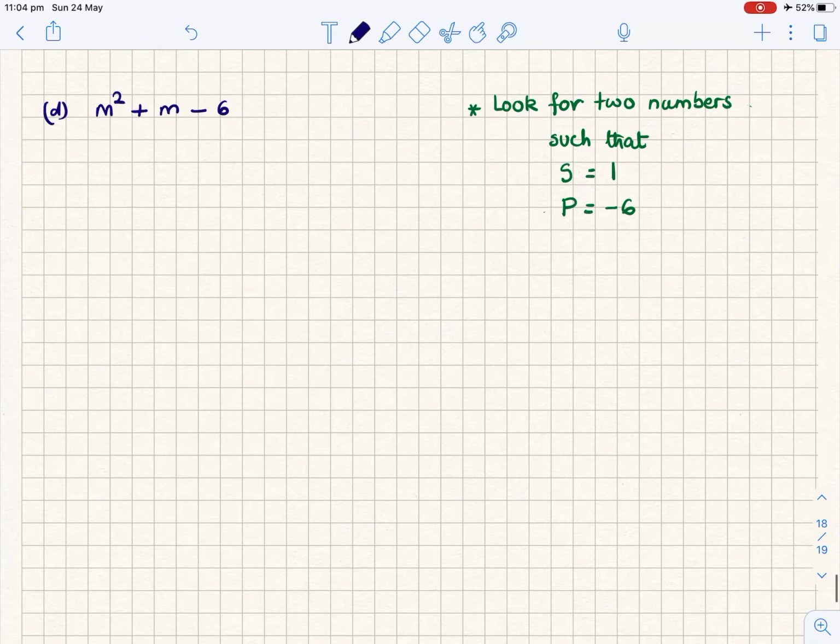Okay, another example, m squared plus m minus 6. This time, look for two numbers such that the sum is 1 and the product is negative 6. So the sum is positive and the product is negative, which means one of the numbers is going to be positive and the other negative. So you could have 3 times negative 2. And this can be written as 3 plus negative 2, which is 1.